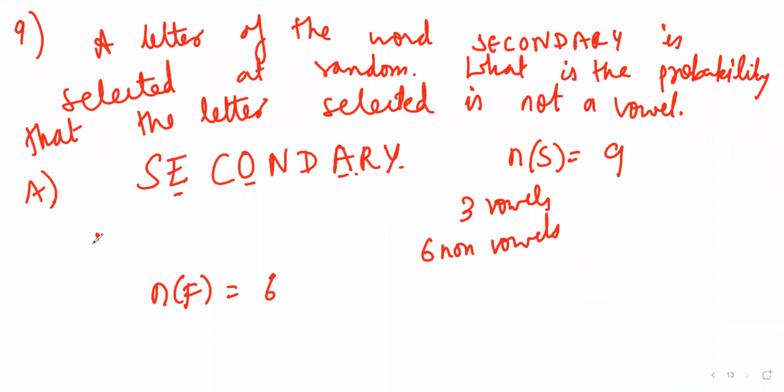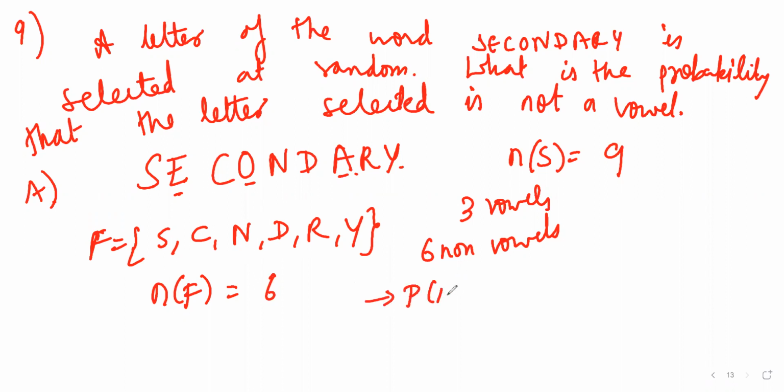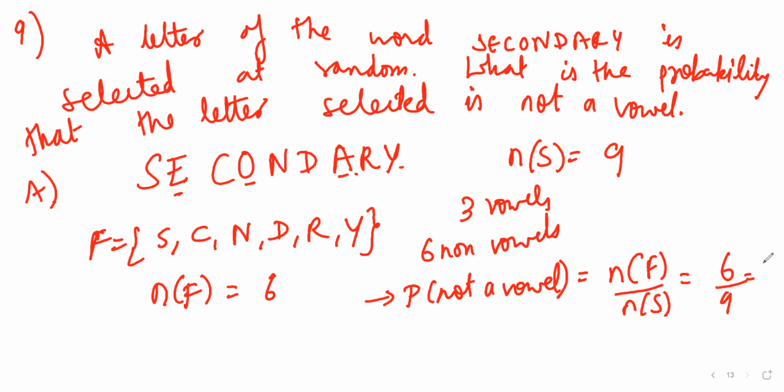So what is the favorable event here? S, C, N, D, R, Y. That is 6. And now if you find the probability of not a vowel, it is N of F by N of S. So N of F will be 6 upon 9, which simplifies to 2 upon 3.